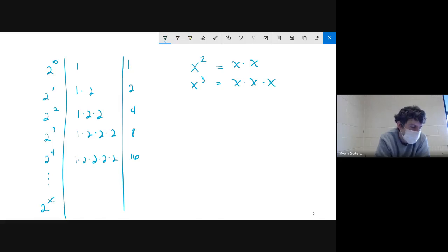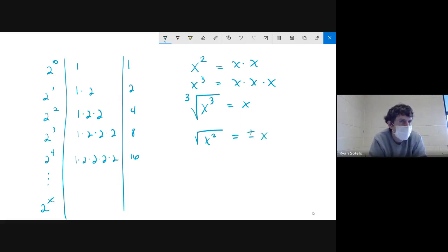To undo cubing, you would use the cube root. That's the inverse of that. To undo squaring, you would use the square root. If you don't write anything up here, it's assumed to be a 2. With squaring, though, because negative x times negative x would make x squared, and x times x would make x squared, you don't know if you're going to get a positive or negative because of that.